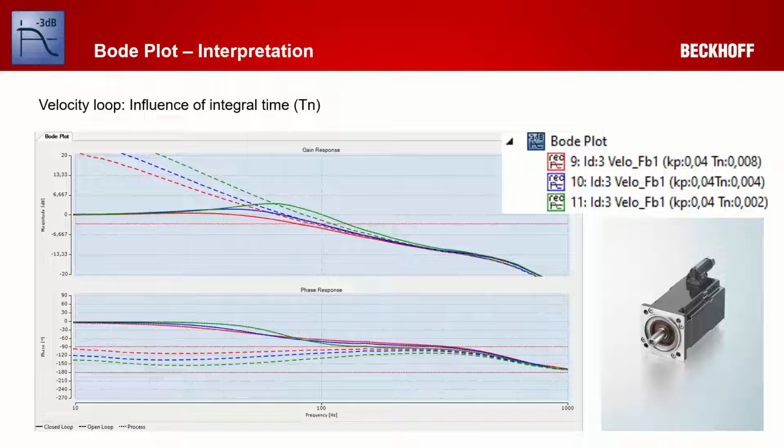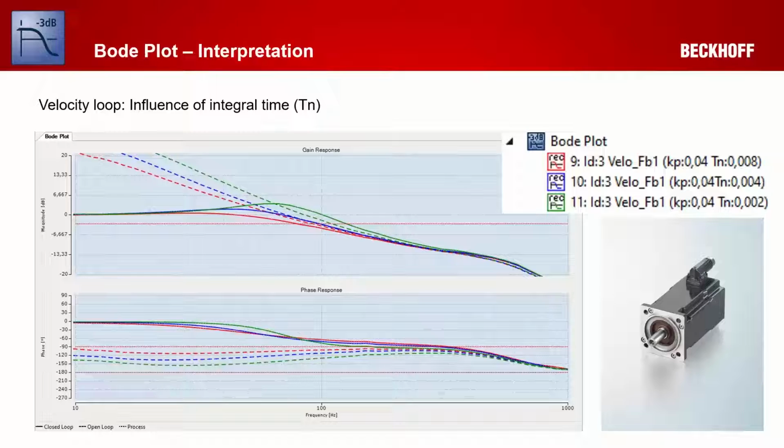You see this red curve is going down earlier in comparison with the blue or with the green curve. The green curve maybe has higher overshooting, so the peak is reaching approximately 4 dB. So maybe this is a bit too much. You see on the right side, the Tn is only 2 milliseconds, so maybe a bit too aggressive. But the blue curve is a good compromise.